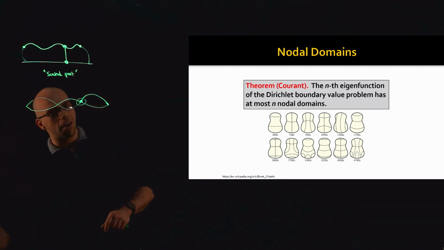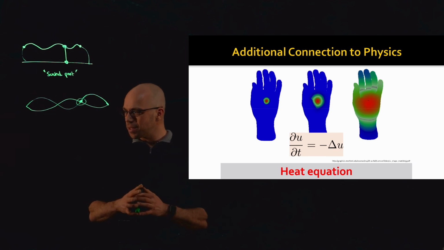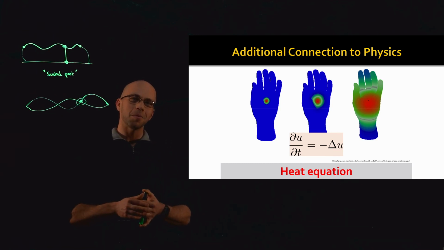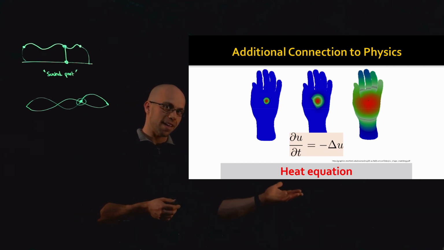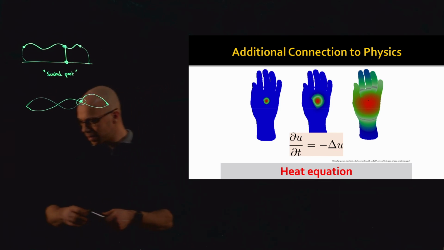Now, there are all kinds of connections to physics. We're going to recall these in future lectures as well. So for instance, the heat equation, which tells you how heat diffuses along a surface, can also be written in terms of the Laplacian. It's almost identical to the wave equation, but now instead of the second derivative of u in t, it's just the first derivative of u in t.